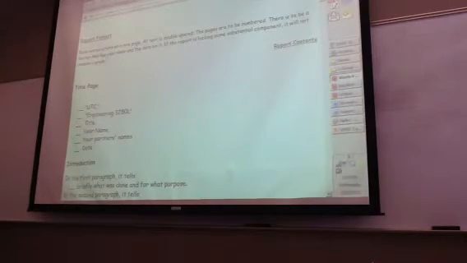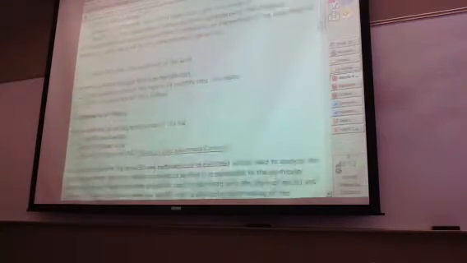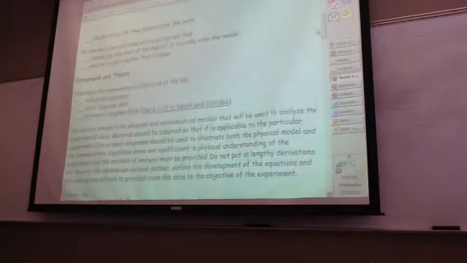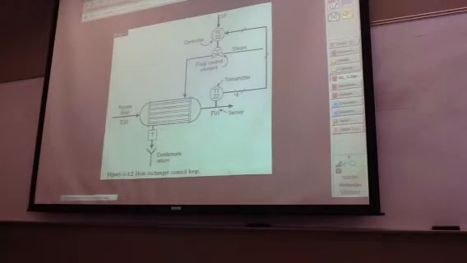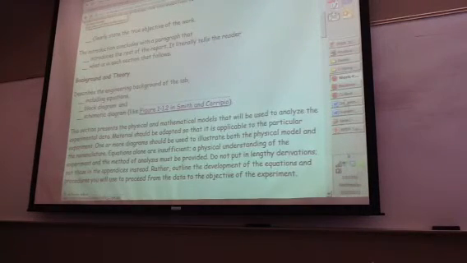Oh, here's week 4 report format. Checklist. Click on here, you get figures out of that textbook. So that's an example of a diagram.